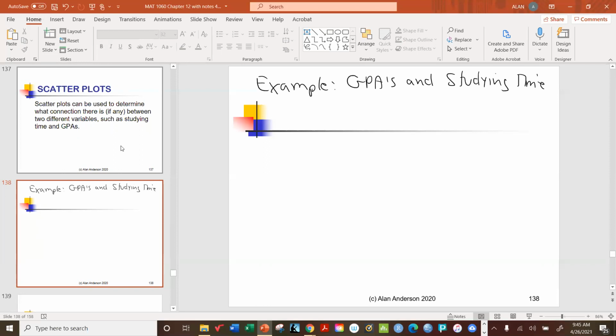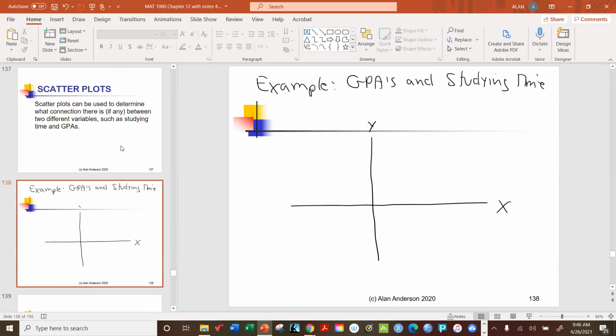Now, the way this plot works is we have the XY coordinate system. And what we're going to do is assume that we have gathered up information, where, by the way, X is studying time. And I'm going to make a note here. You may remember this from high school. This is the dependent variable. I'm sorry, the independent variable. What am I saying?